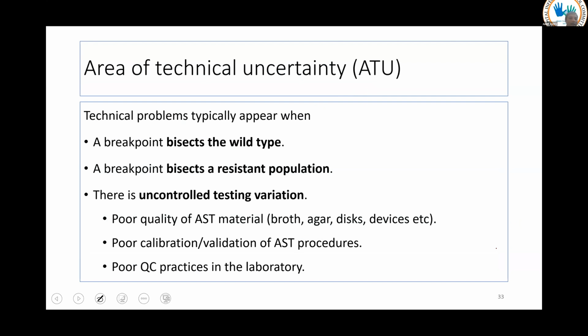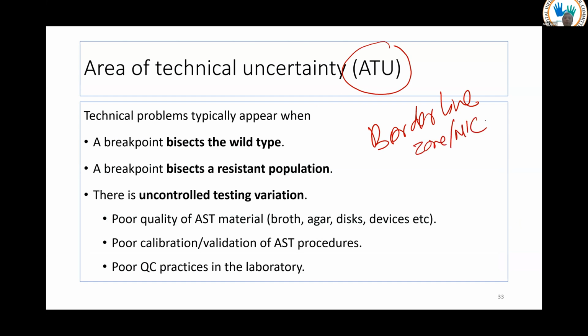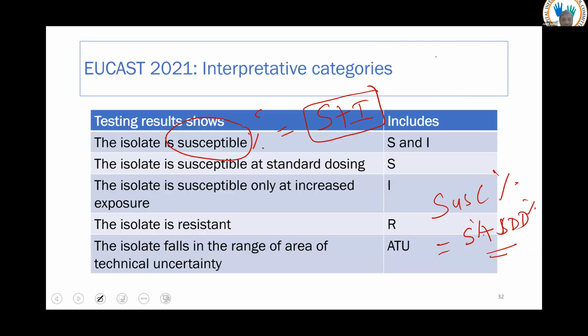So then we'll discuss what is area of technical uncertainty in EUCAST. In EUCAST, there is a technical uncertainty terminology. The meaning of this is again a zone diameter, or a borderline zone diameter, or MIC dilutions, which is a technical ambiguity, where it is not clear whether it is actually sensitive or resistant. So it is always considered as technical uncertainty.